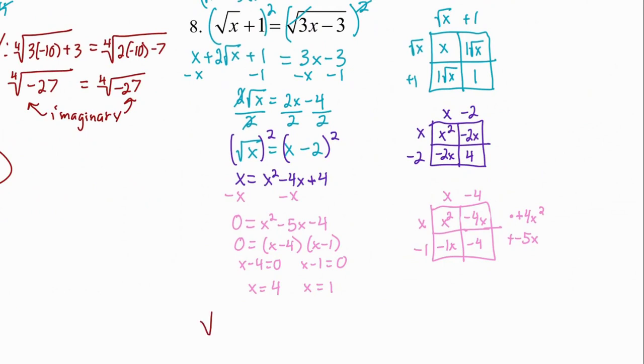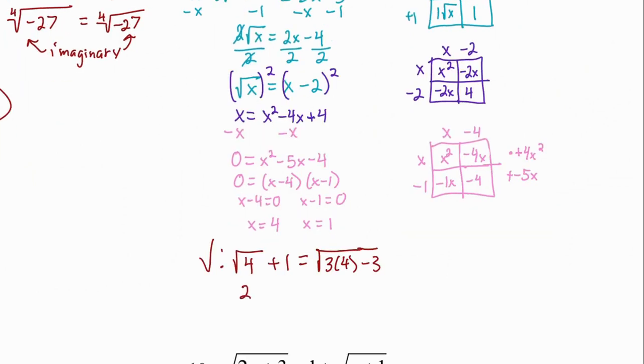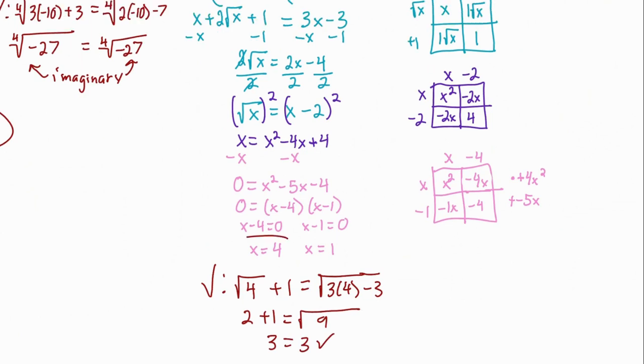So this is our check. For the first one, the square root of 4 plus 1, plugging into the original, needs to equal the square root of 3 times 4 minus 3. So the square root of 4 is 2. 2 plus 1 should equal 3 times 4 is 12 minus 3 is 9. So 3 should equal 3. It does, so 4 is an answer.